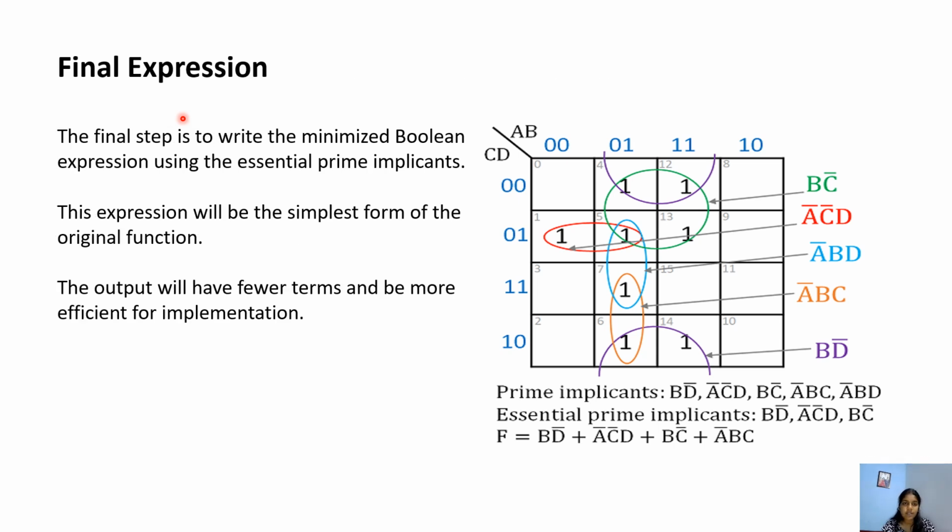And at last we'll get the final expression. The final step is to write the minimized Boolean expression using the essential prime implicants. These expressions will be the simplest form of the original function. The output will have fewer terms and be more efficient for implementation.